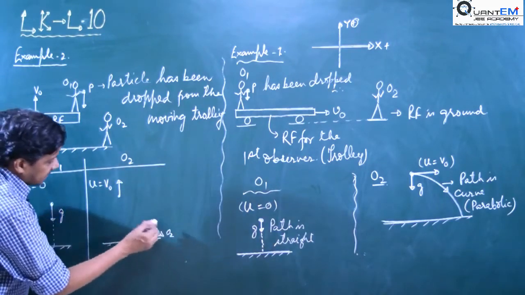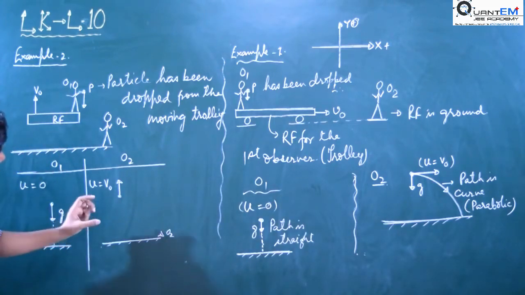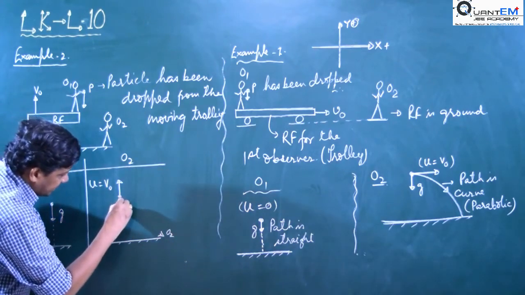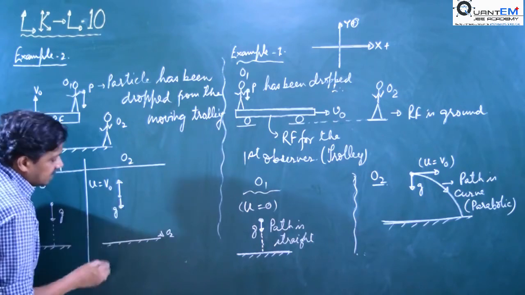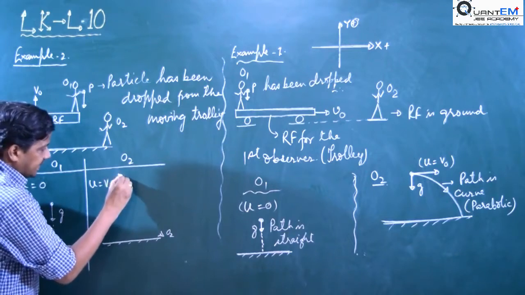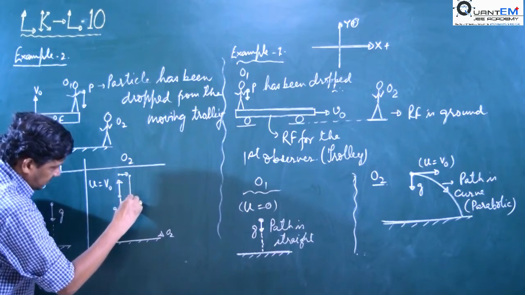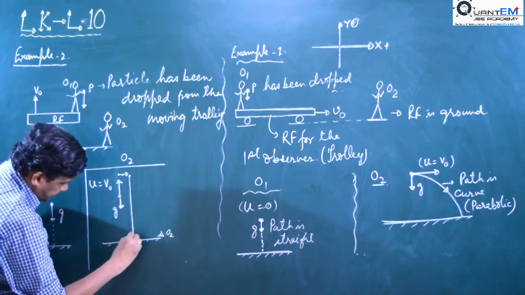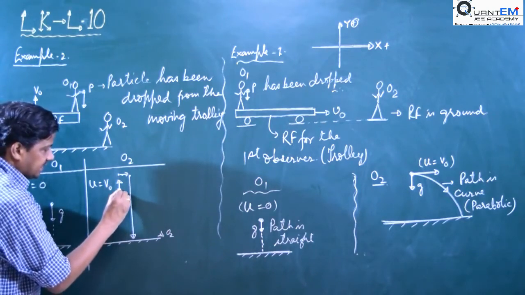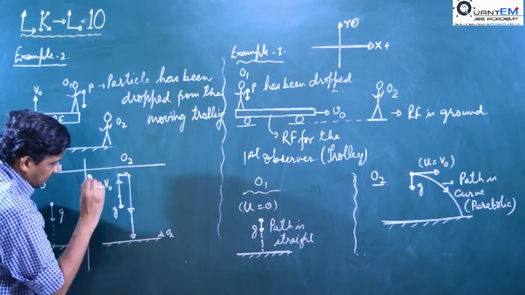Okay, so the second observer will be observing it moving in the upward direction initially, but gravity is against the motion of the particle. So after some time the particle will stop, and then it will again be moving towards the ground. So the motion of the particle is like this: firstly it is coming up, then it stops, then it comes down. So upward and downward.